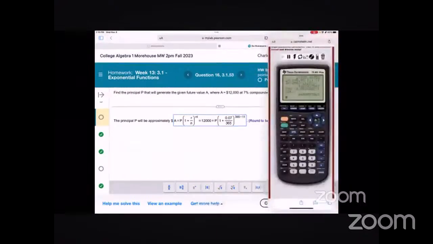Okay. So let me type 12, there we go, 12,000. Division is M. 12,000 divided by that number. So let's do open parentheses, 1 plus 0.07 divided by 365. Close parentheses, hat, open parentheses, 365 times 11. Okay. Close the parentheses.